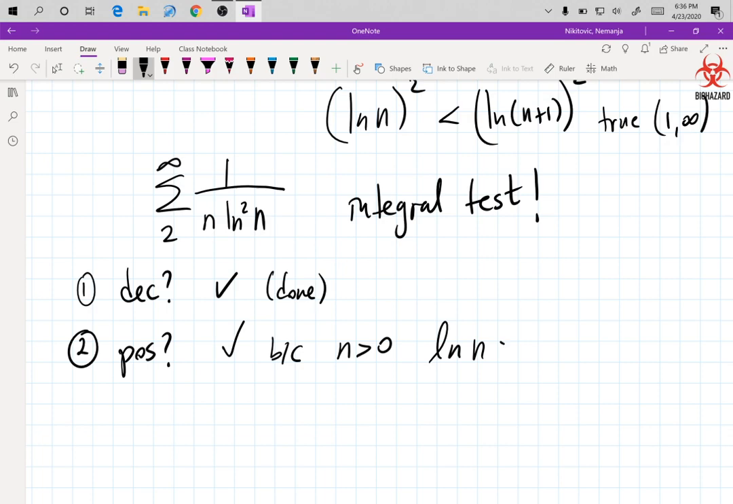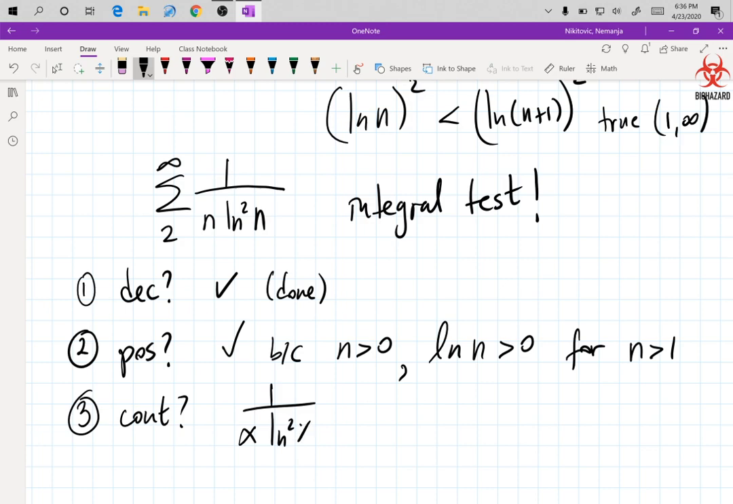ln of n is bigger than 0 for n bigger than 1. And the square will only make the positive numbers anyway. So even if the ln of n was not 0, it doesn't matter, because we are on 2 to infinity. So all of these are correct, so it is positive, and the last one is continuous. You can do this in any order you want. So now we need to show that 1 over x ln squared x is continuous. And how do we do that?